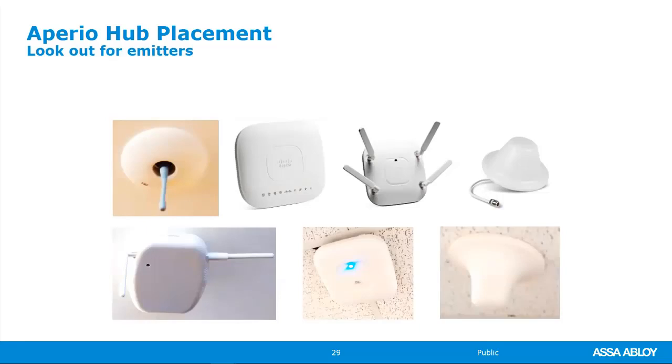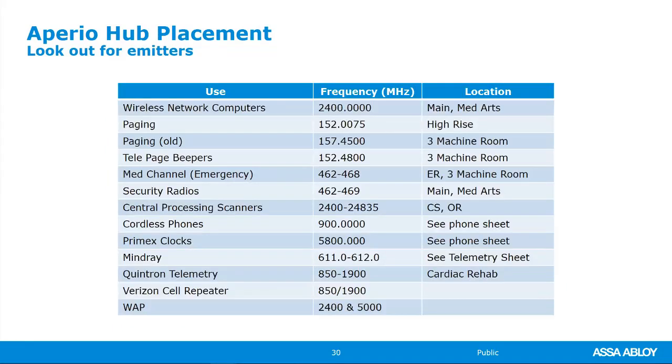So now that we've talked about hub placement, let's talk about some of the challenges we might run into when it comes to RF signals. So what we're seeing now is cell phone repeaters, wireless networks or WAPs, telecom systems. We're starting to see many things running off RF signals. So some of these might look familiar as you're walking through your facility. If not, here's a list. So we have paging systems, security radios, cell phone repeaters, like I said there.